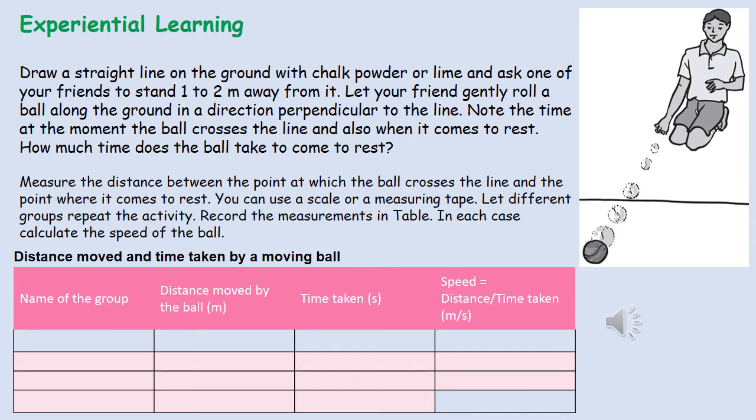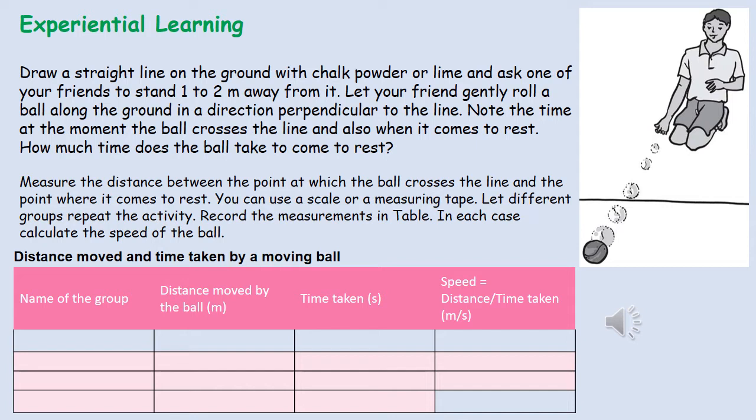Let us do an experiential learning activity on calculation of speed. This is a very easy thing. We can always arrange these things at home. Let us draw a straight line on the ground with chalk powder or lime, and we can ask one of our friends to stand 1 or 2 meters away from the line. Then we tell him to gently roll a ball along the ground in a direction perpendicular to the line, as shown in the figure.